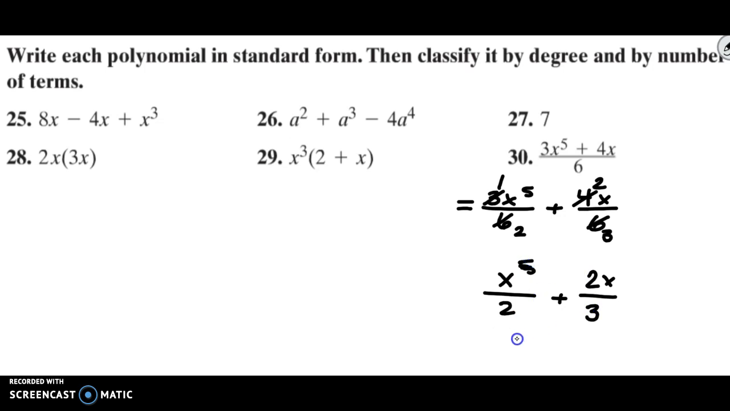All right, now we need to classify that by degree and number of terms. Well, the fifth power is larger than the first power, so this one is a quintic. And then there are 1, 2 terms, so it's a quintic binomial. All right, hopefully that's good. Let's go ahead and take a look at 6.2.